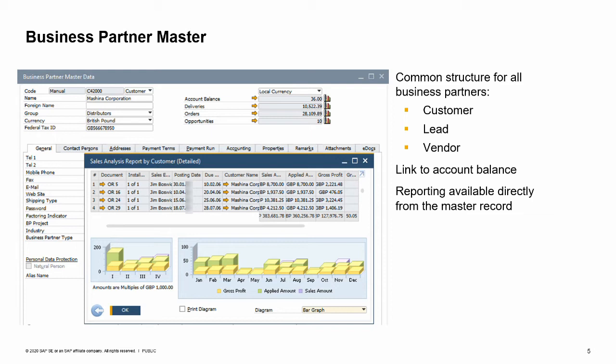Therefore, SAP Business One uses windows with a common structure for all three master data types: customer, lead, and vendor. The business partner master contains company details such as addresses and phone numbers, the business contact persons, logistics details, tax information, accounting information, as well as links to account balances and reporting.